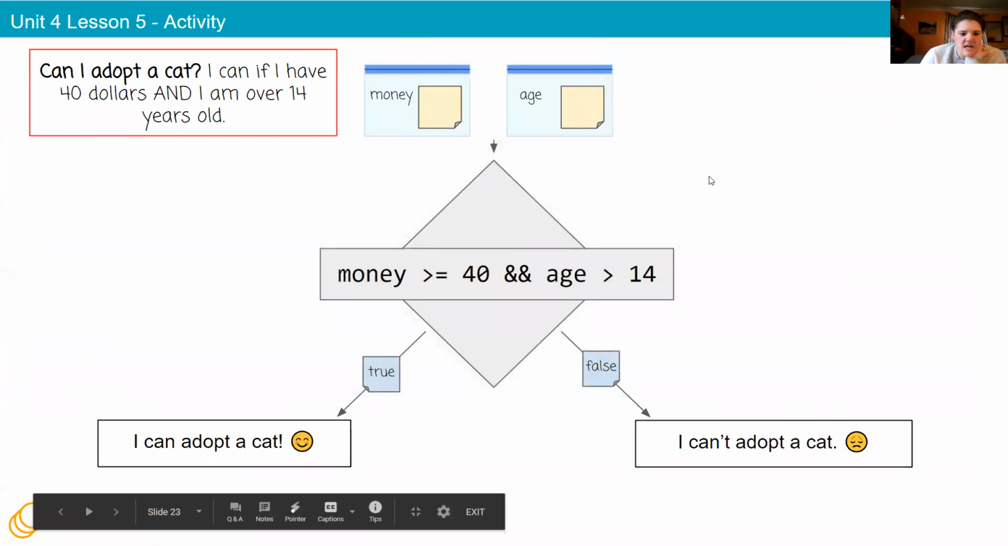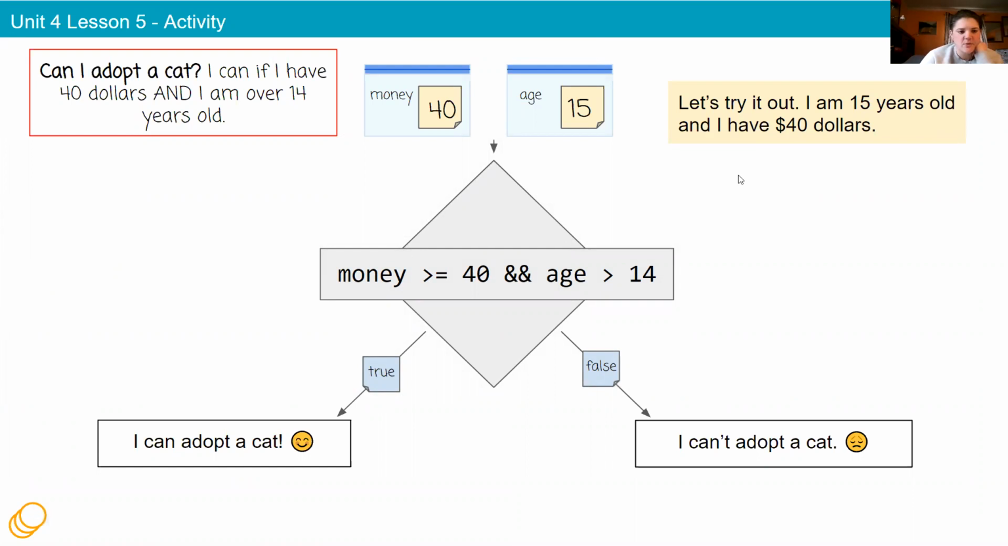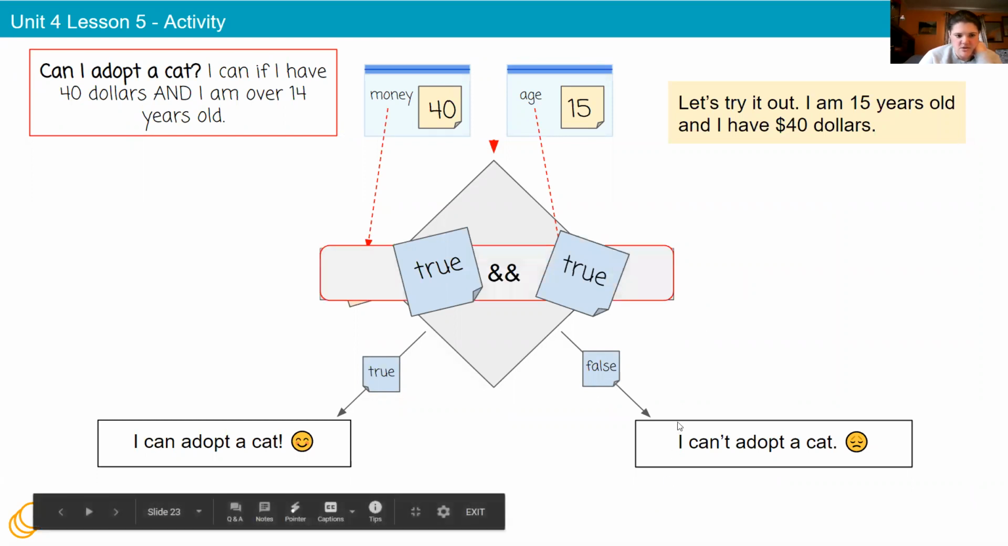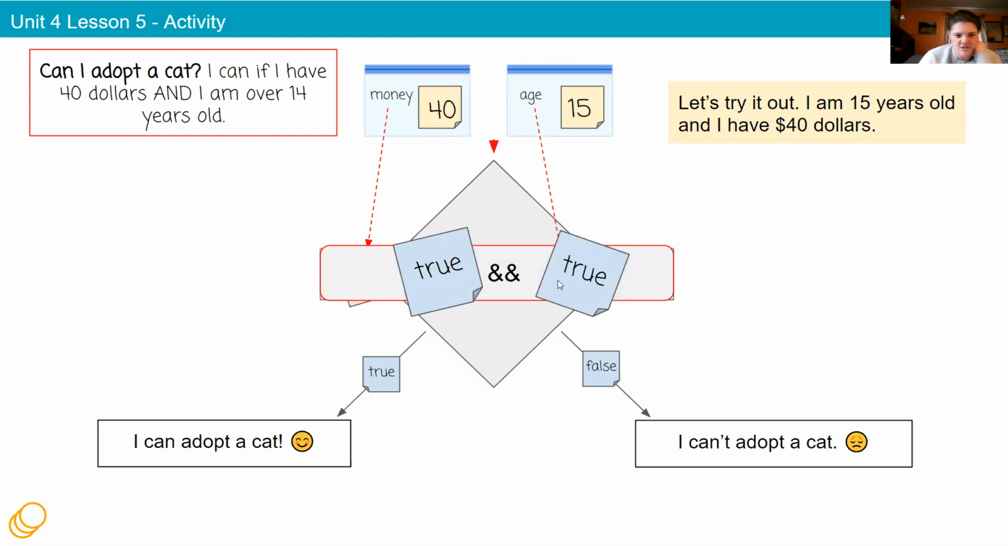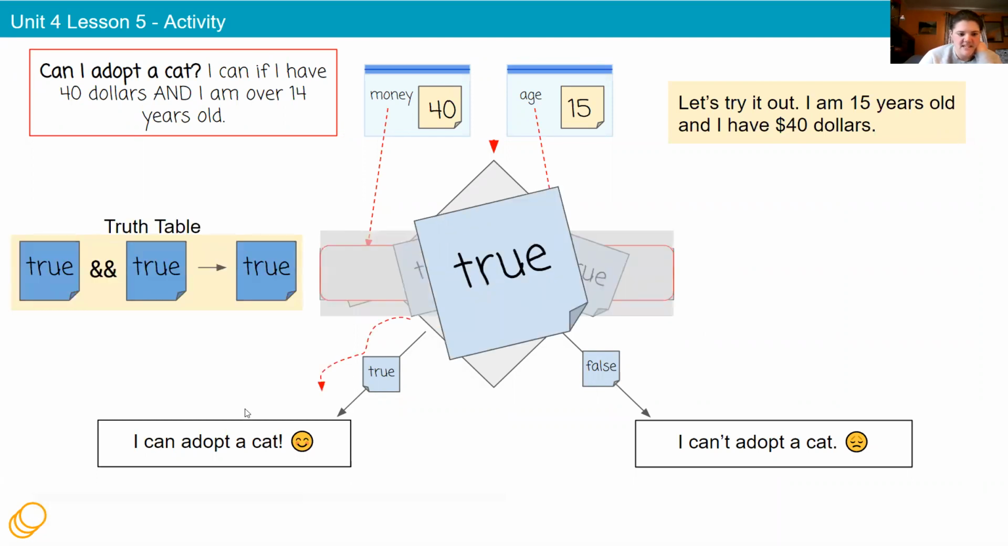So here is our flow chart. Let's say that you are 15 and you have $40. So I'm going to plug in 40 for money and 15 for age. So there's 40 and there's 15. 40 is greater than or equal to 40. 15 is greater than 14. So this person has true and true, which will evaluate to true, and they can get a cat.